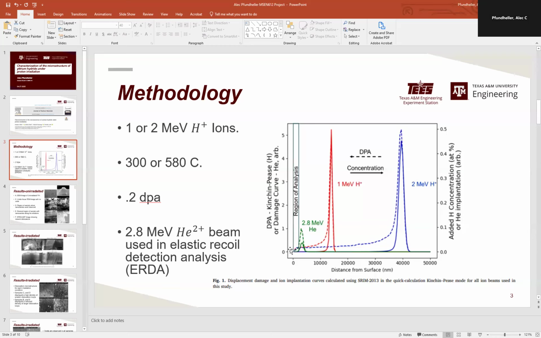You'll notice there's an extra peak over here from a 2.8 MeV helium beam. In part of their analysis, they used elastic recoil detection analysis, or ERDA, on their samples. Also part of this study, they're trying to find how well yttrium hydride retains hydrogen inside reactor conditions. ERDA, which is similar to RBS, detects the hydrogen as a function of depth into the surface of the sample. You'll see that more later on in the presentation.